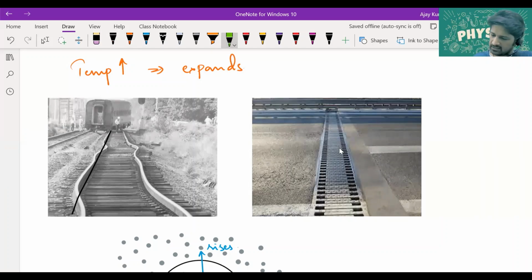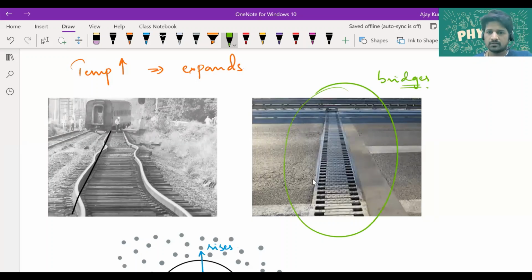In the image on the right hand side, you might have observed this on bridges, road bridges. You can see that they have left small gaps here. Why is that? To accommodate thermal expansion itself. When temperature rises, even a road bridge expands. So when the part of the bridge on the right side expands or the part on the left side expands, they should have space to move. A small amount of space. That space is what they are providing here.